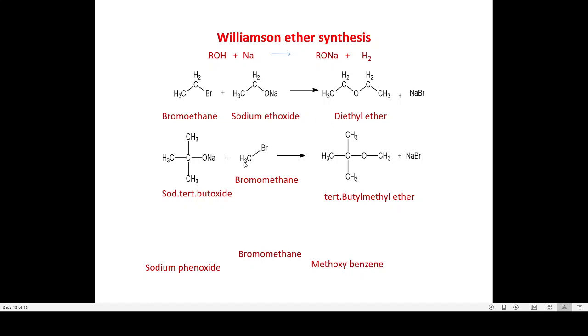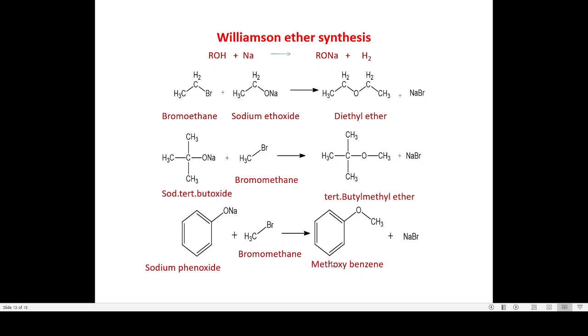The other example here I'm going to take is for an unsymmetrical ether. Instead of sodium ethoxide, I'll be taking sodium tertiary butoxide and making it react with bromomethane, and here I get tertiary butyl methyl ether, an example of an unsymmetrical ether.